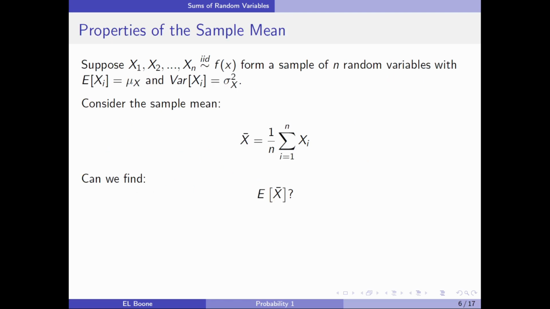All right, so let's look at the sample mean, right? When you get a sample, what are you probably going to do with it? Most people take the average. So the sample mean is given by X bar equals 1 over n times the sum of the Xi.